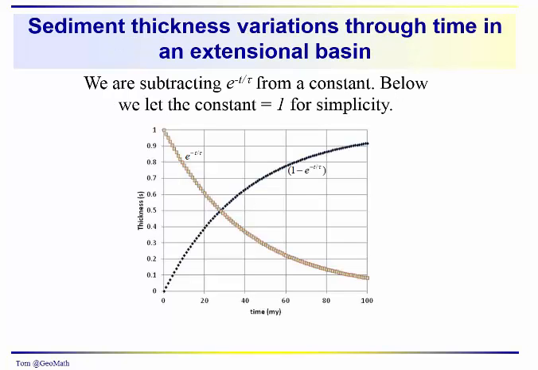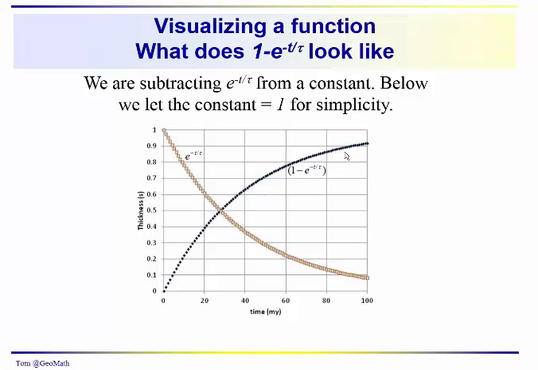Okay, so sediment thickness variations through time, we're subtracting e to the minus t over tau from a constant. In this graphical representation, our S max is 1, let's say. That makes it simple. So here's e to the minus t over tau, down through here. This is 1 minus e to the minus t over tau. So this gives you a visualization of what we're doing. We're just subtracting that.